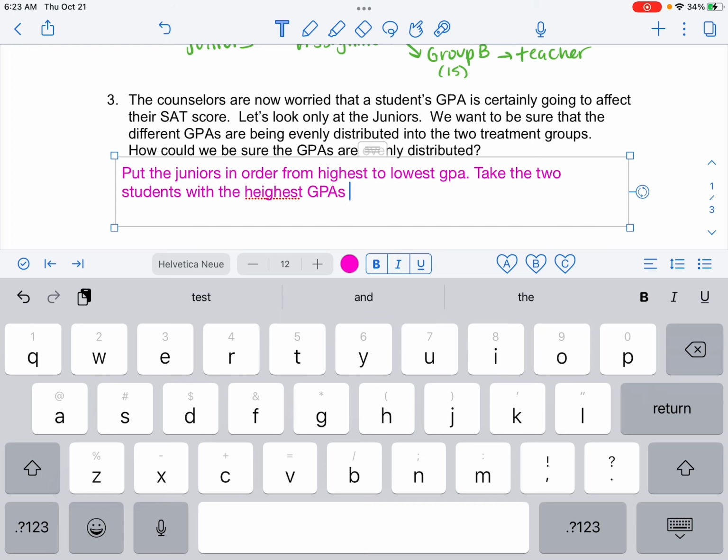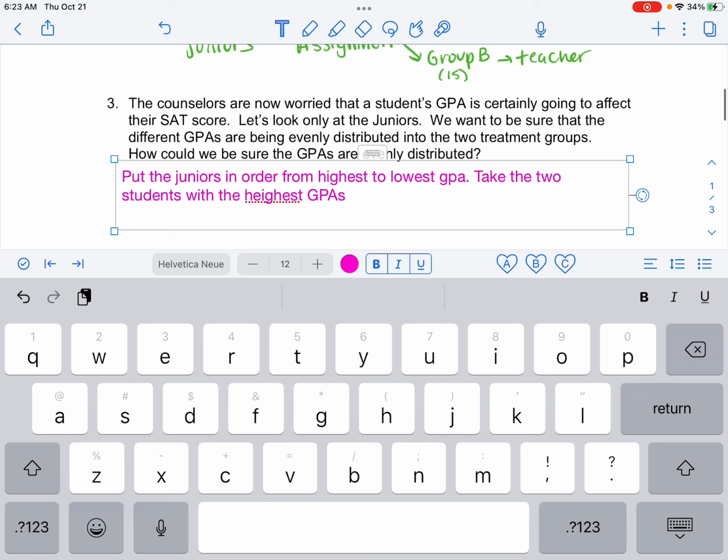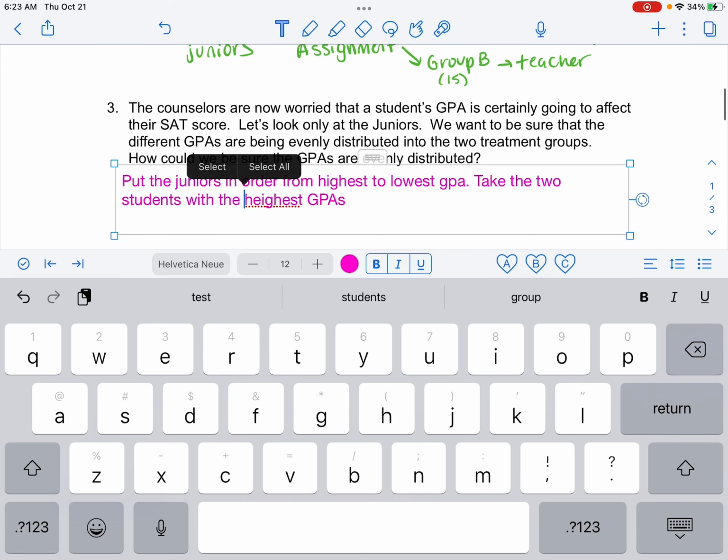And, well, that would make sense. Sorry, guys, I'm trying to fix this word.